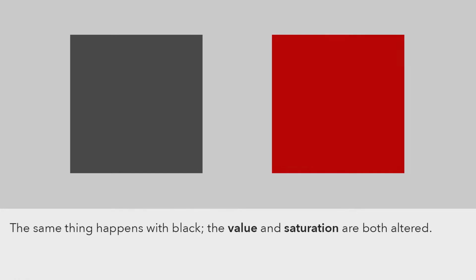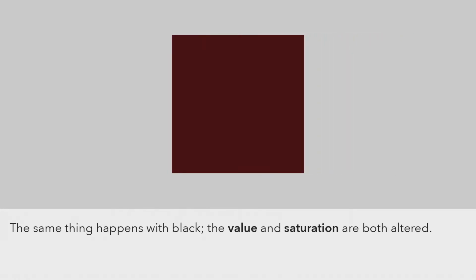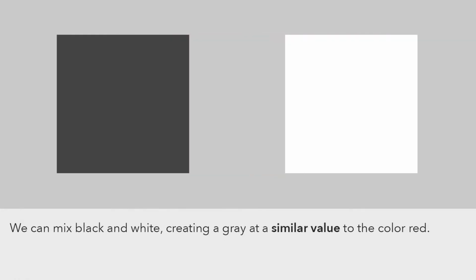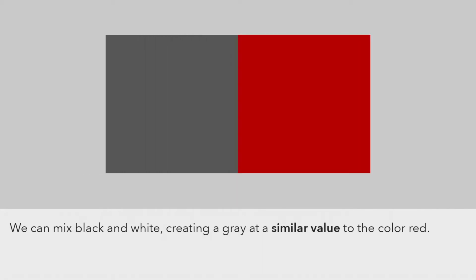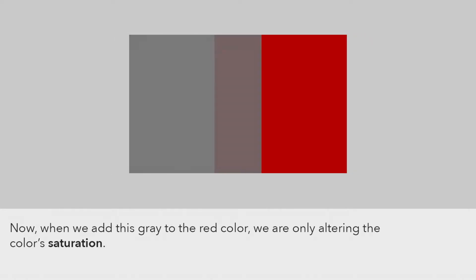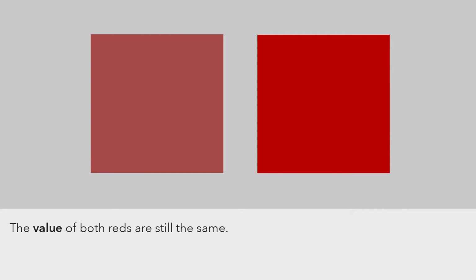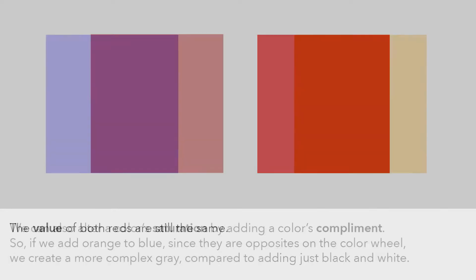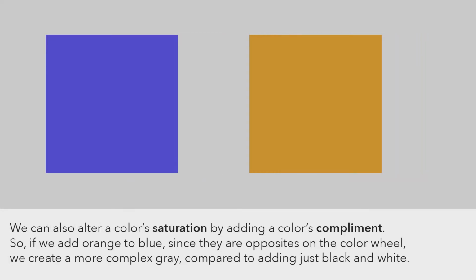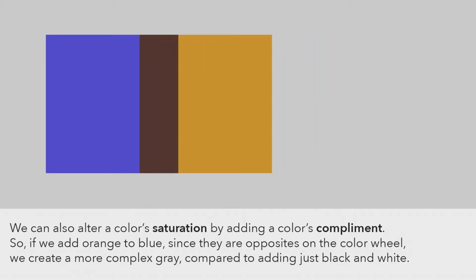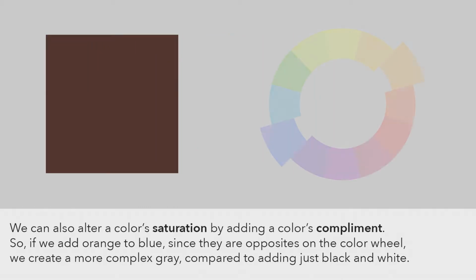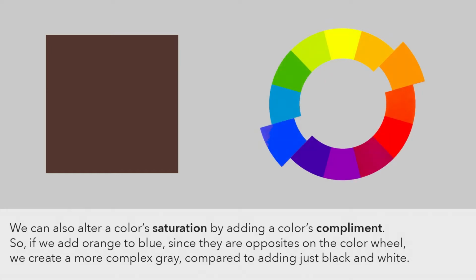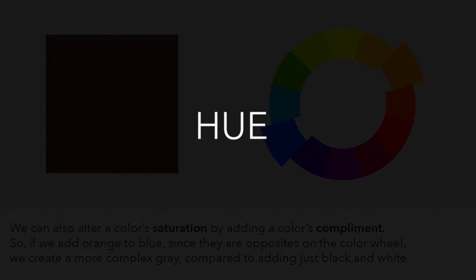The same thing happens with black. The value and saturation are both altered. We can mix black and white, creating a gray at a similar value to the color red. Now, when we add this gray to the red color, we are only altering the color's saturation. The value of both of the reds are still the same. We can also alter a color's saturation by adding a color's complement. So, if we add orange to blue, since they are opposites on the color wheel, we create a more complex gray compared to adding just black and white.